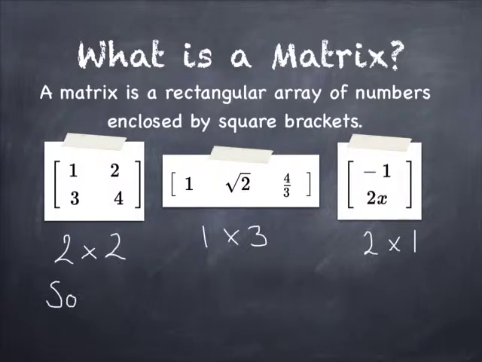Since the rows and columns are the same, we say that's a square matrix. Here, since we only have the one row and multiple columns, we call it a row matrix. And since we have multiple rows but one column, we call it a column matrix.